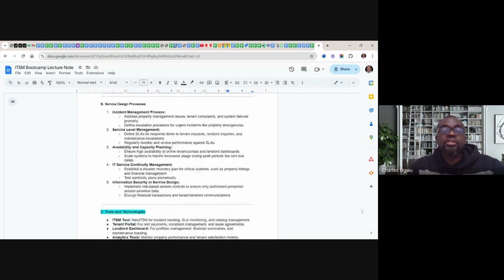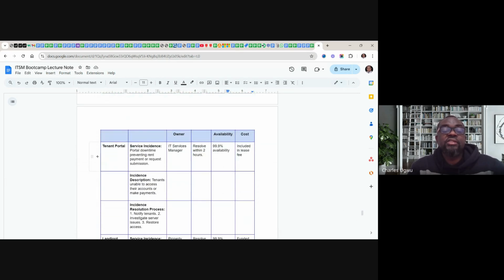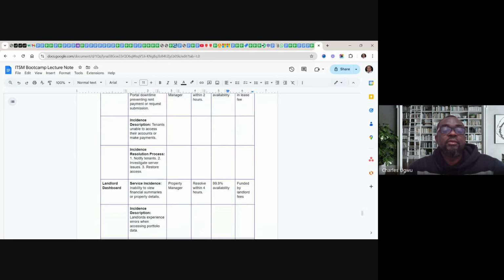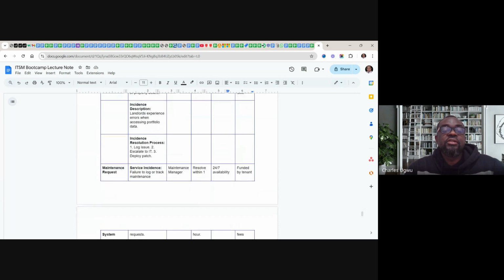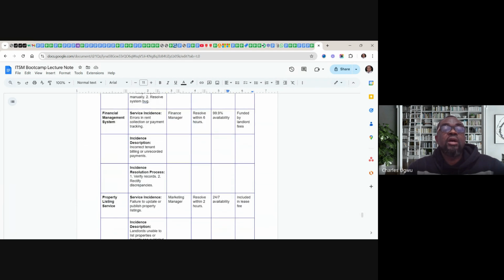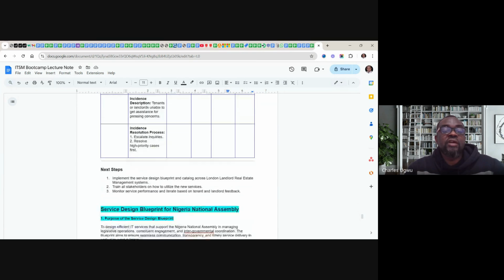Another one is real estate. In real estate, we have tenant portal service. We're trying to create a service catalog for an organization within real estate, like London Landlord Real Estate Management. Then we have landlord dashboard service. We have maintenance request system. We have financial management system service. We have property listing service. We have customer support service.